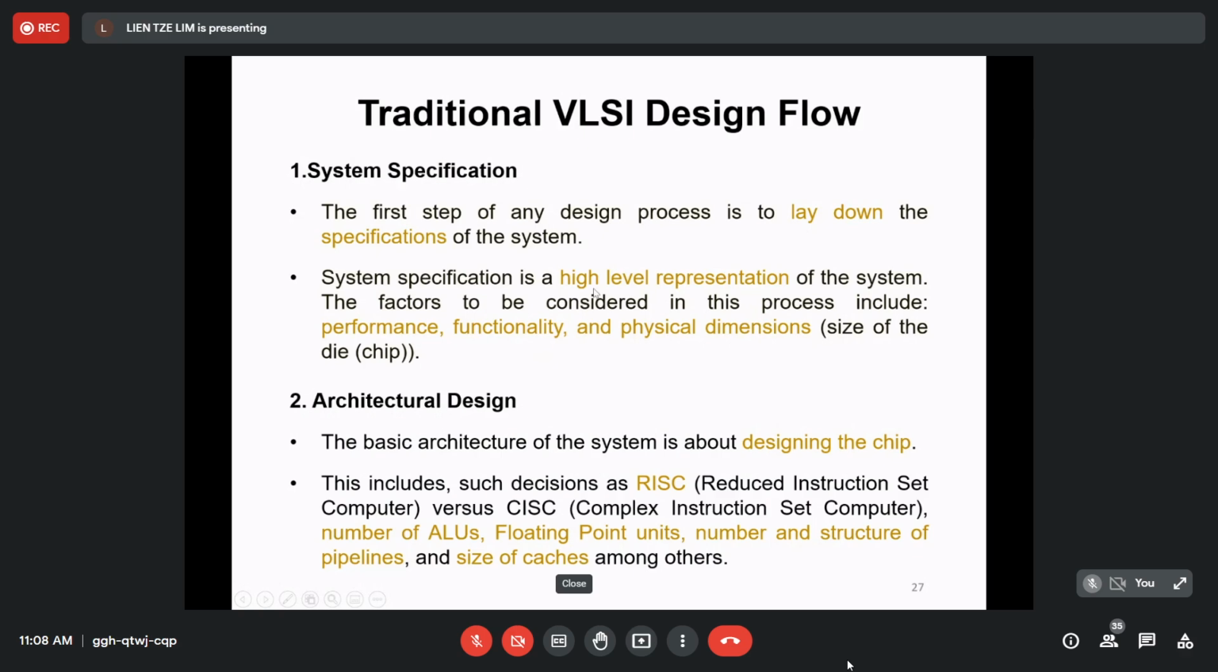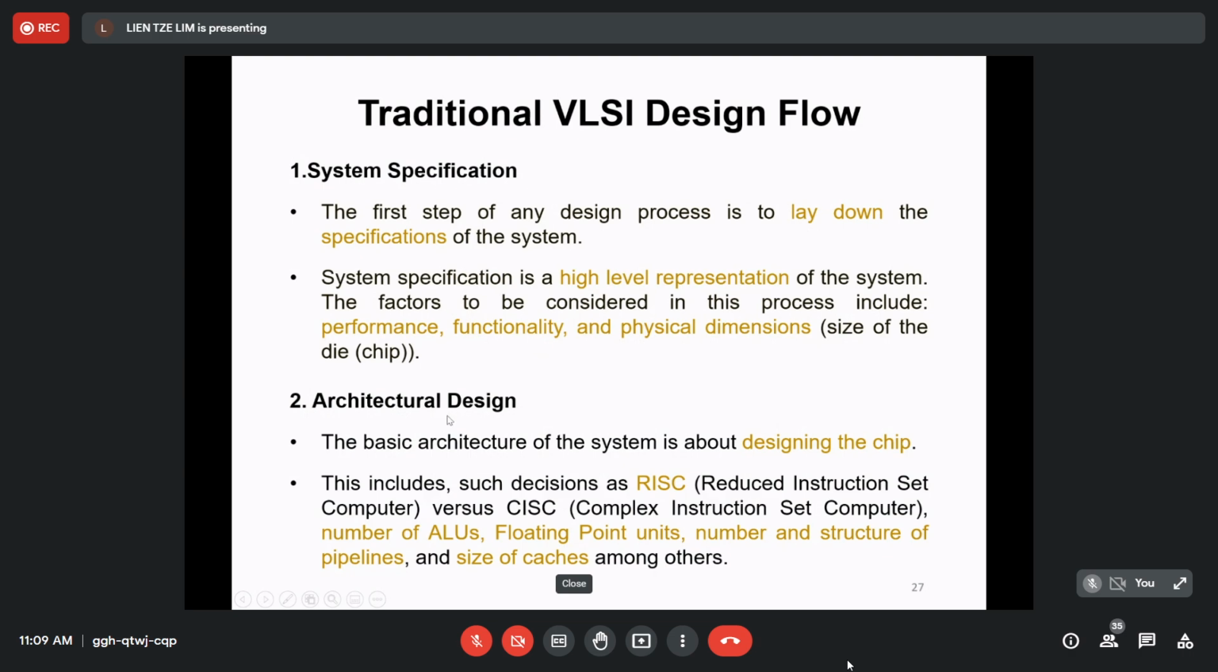Specifications are a high-level representation of the system. The factors to be considered in this process include performance, functionality, and physical dimensions. These physical dimensions are about the size of the chip. Okay, and after the specifications of the IC have been determined, next it will begin with the architectural design.